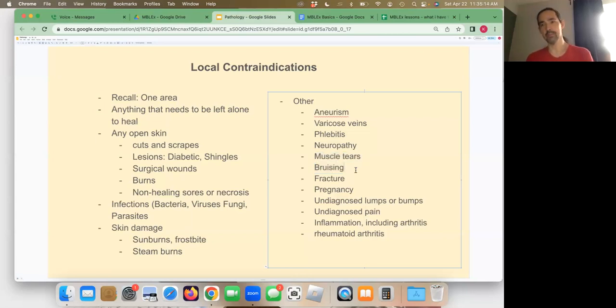Bruising is a tricky one because if you know what you're doing, you can help to disperse the blood of a bruise.